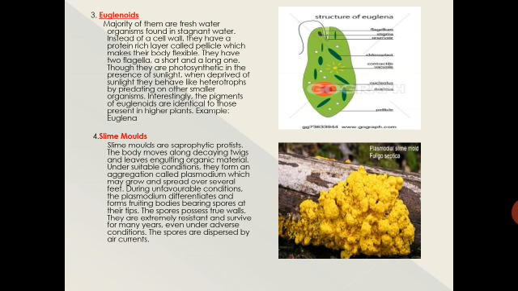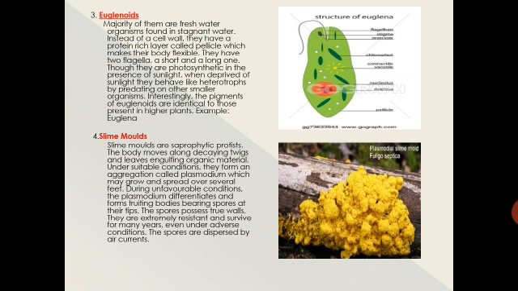So these slime molds are saprophytic protists. They move along the decaying twigs and engulf organic material. Under suitable conditions, they aggregate and form what is called plasmodium, which may grow and spread over several feet. Under unfavorable conditions, the plasmodium differentiates and forms fruiting bodies bearing the spores. So these were the slime molds.